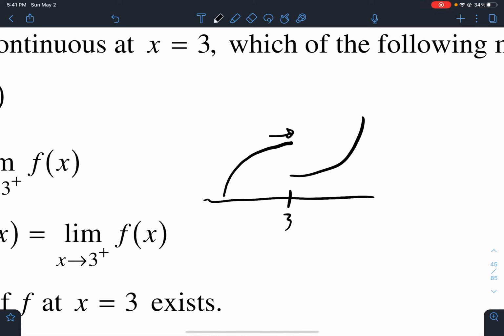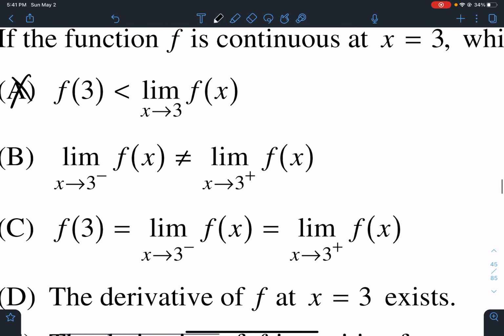But right here, it's not continuous, because how I like to define a continuous function is if you can draw it without having to lift your pencil up from the paper. Like any kind of function that you can draw without having to lift your pencil up from the paper. And so here, you have to jump from this point to this point. That's called a jump discontinuity, and so it's not continuous. So we can rule out B.